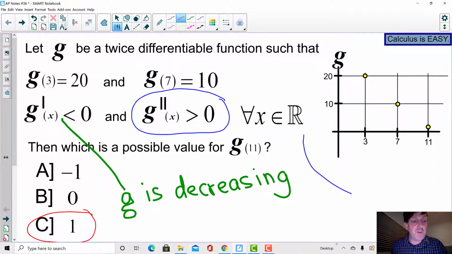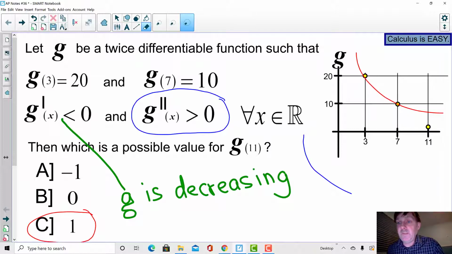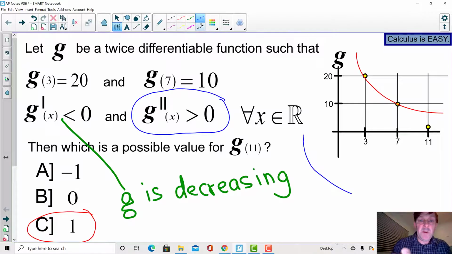This was a multiple choice question with only 3 answers. So this one was a little bit tricky. It was like a little puzzle. But because we are decreasing and concave up, we want to look something like this. This is an example of decreasing and concave up. And again, the reason we need to be concave up is because our second derivative is positive. Our second derivative is greater than 0, so that's positive.